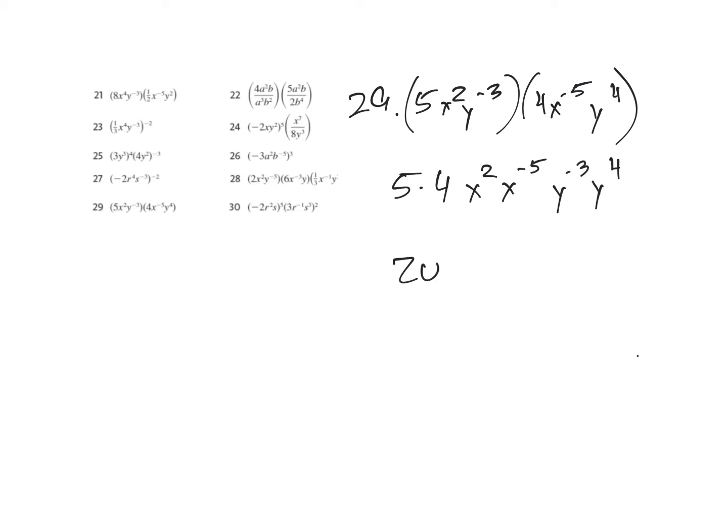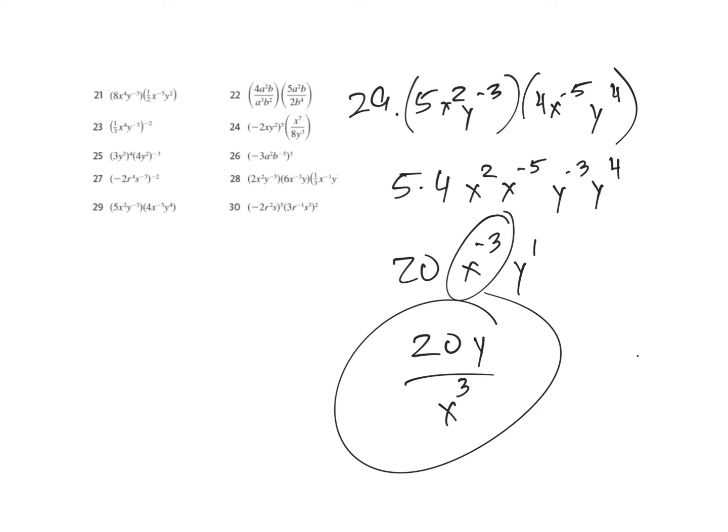5 times 4 is 20, and x to the 2 plus negative 5 is negative 3, negative 3 plus 4 is 1. So there's your negative exponent. It needs to be moved, so 20 times y to the first over x to the positive 3 is your answer. And number 30.